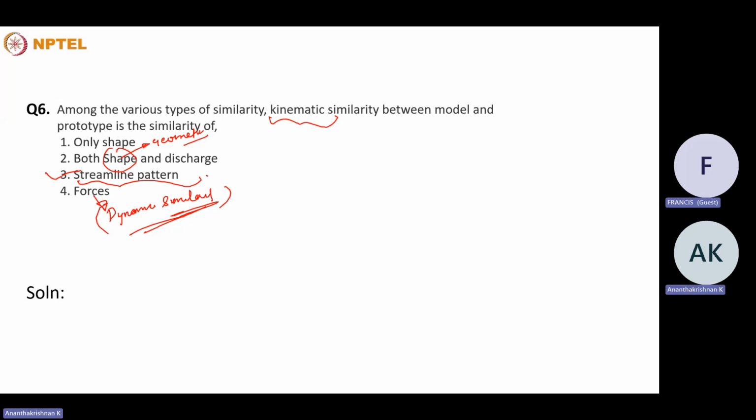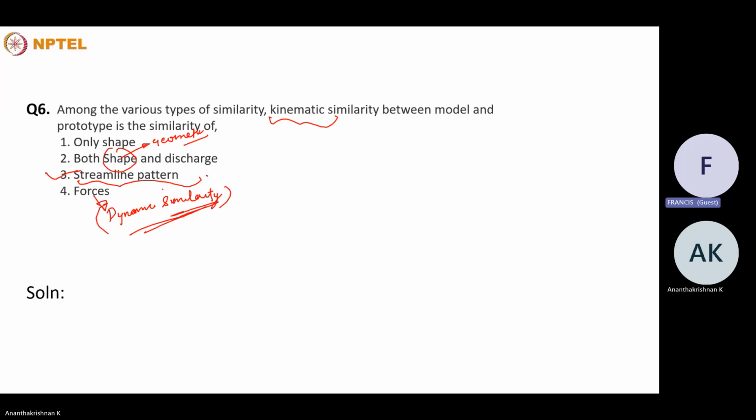So dynamic similarity will be considering both shape and the rest, isn't it? The dynamic similarity means we will be considering the forces, and the other two are also included in it. Yes, yes, yes. So dynamic similarity.